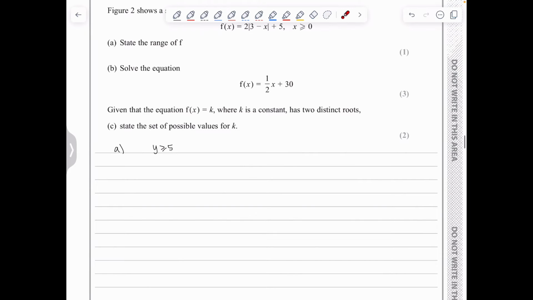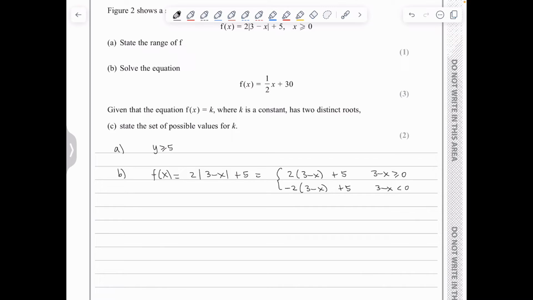And therefore we can conclude that the range of the function f is simply y greater than or equal to 5. Now in part B, we are asked to solve f of x is a half x plus 30, and before doing that, I will focus on f of x. We have that f of x is 2 modulus of 3 minus x plus 5, which can be split into 2 times (3 minus x) plus 5 if the input is positive, or negative 2 brackets (3 minus x) plus 5 if the input is negative.